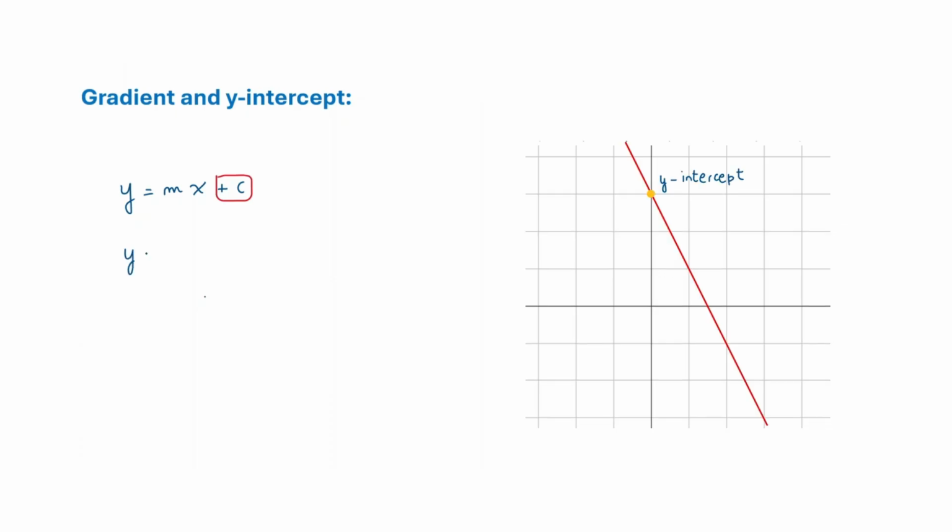The y-intercept is the point where the line crosses the y-axis. Since this point is on the y-axis, its x-coordinate is always 0, and its y-coordinate is always c. So the y-intercept has coordinates 0, c. Now let's look at m.